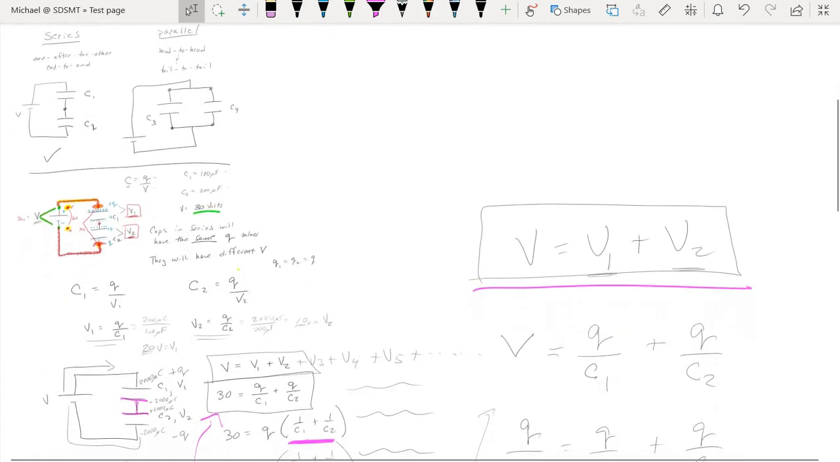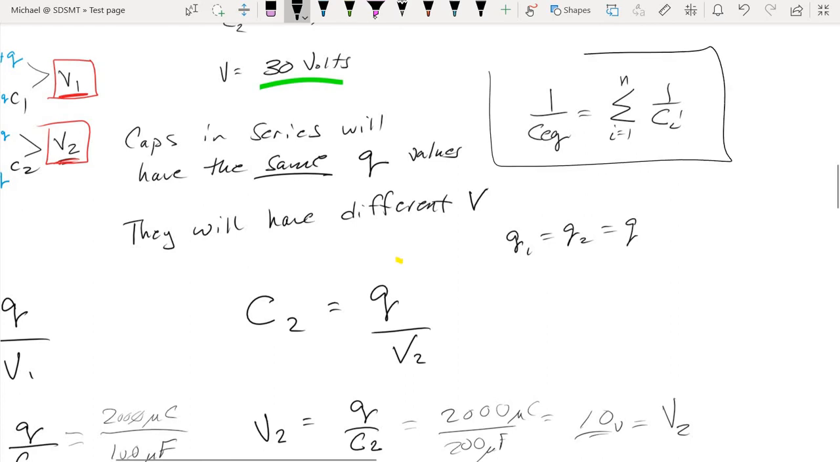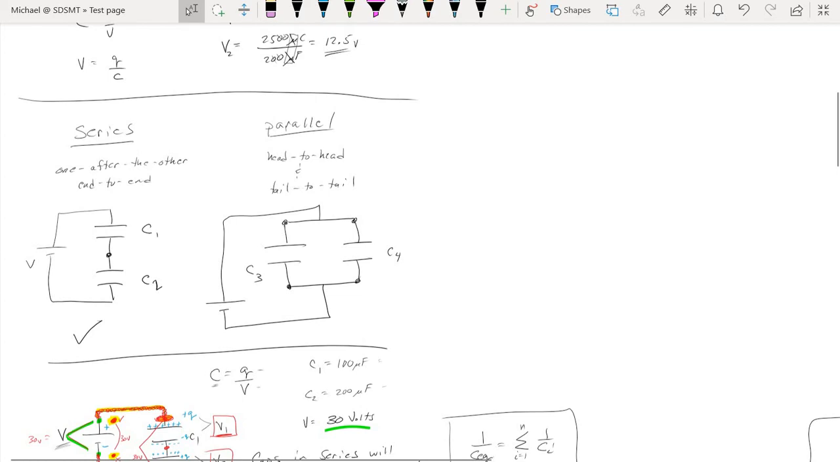So let's see, where did we have our notes here? We said capacitors in series will have the same charge values, but they will have different potentials. And we can find the equivalent capacitance of those series capacitors by taking the inverse summation. We just have to remember to flip our answer over when we're done. All right, that is the case of the series capacitors. We now need to take a look at the parallel capacitors.